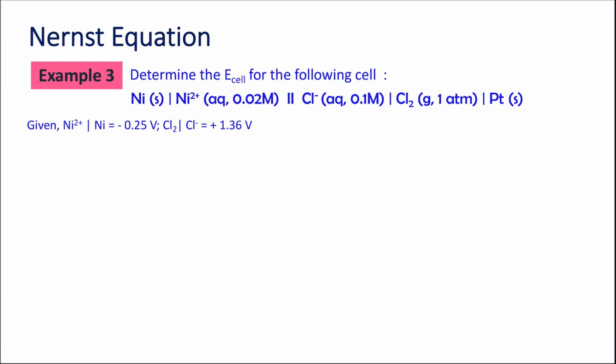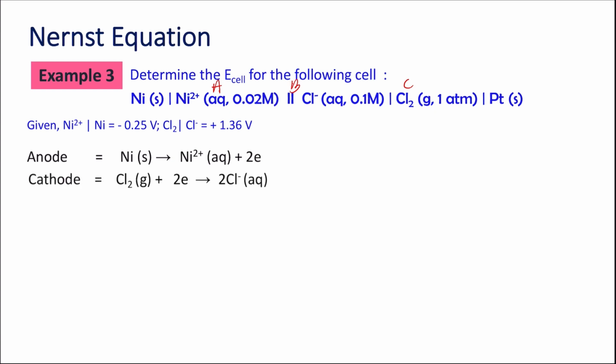Kita ada nickel half cell dengan chlorine half cell. Cuma chlorine half cell dia guna platinum as inner electrode juga. So awak akan ada A, B, C. Ini cell notation, sebab tu mudah untuk kita tentukan. Kita tak perlu tengok SRP value. Kita tengok cell notation, kita dah tahu siapa anode and cathode dalam case ini. So untuk anode adalah nickel half cell. So nickel release 2 electrons. Jangan lupa phase, and then cathode dia akan accept 2 electrons for the chlorine.